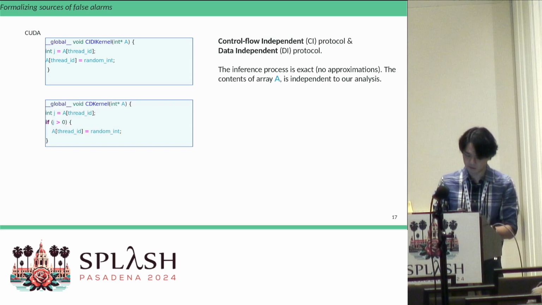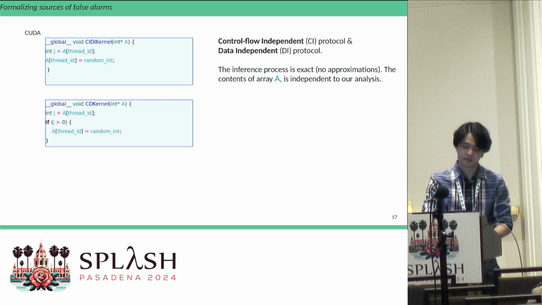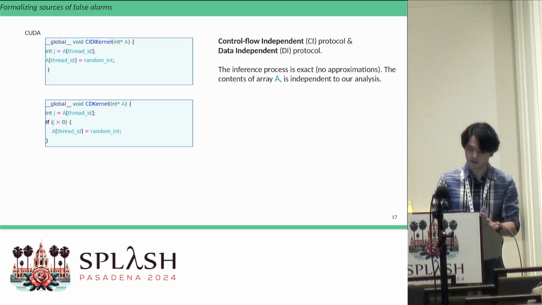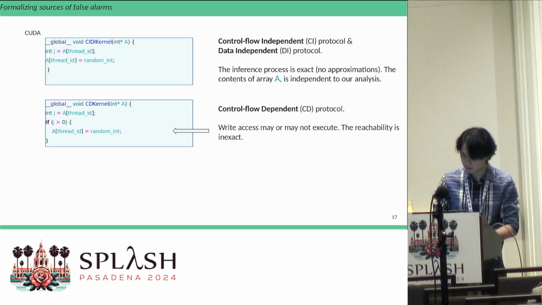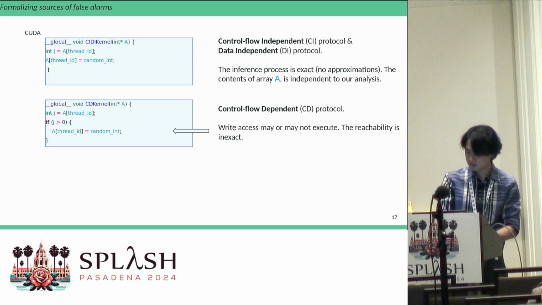So here we have a variation of that program. The write is now in the conditional, and that conditional is dependent upon what is being read from A, the contents of A. So we call this a control flow dependent protocol. This write access may or may not execute depending on what is in A. So the reachability of this is inexact.